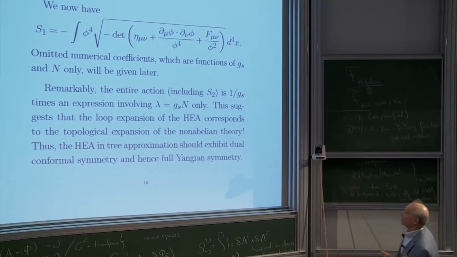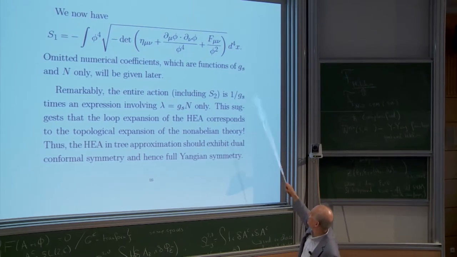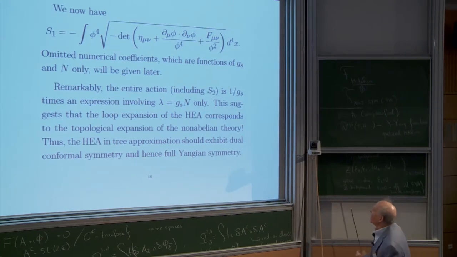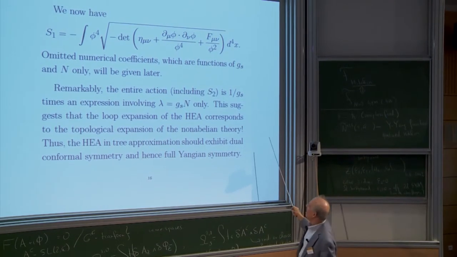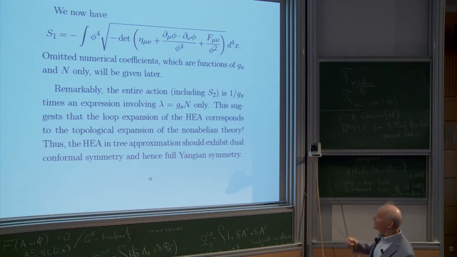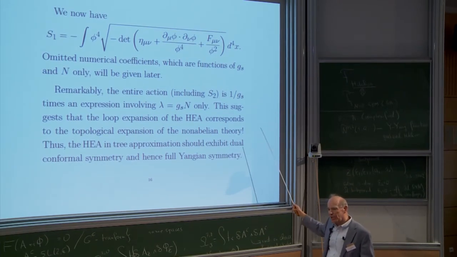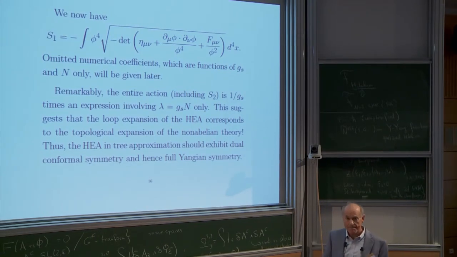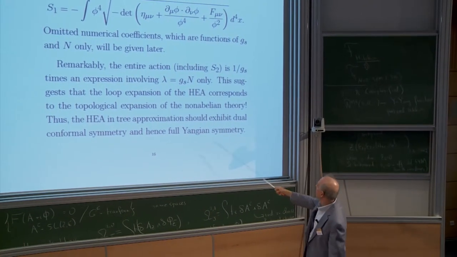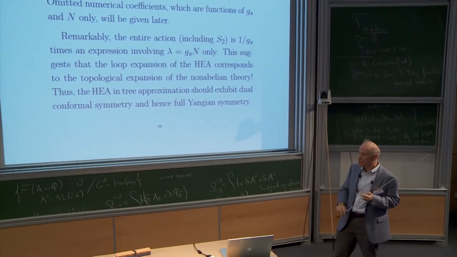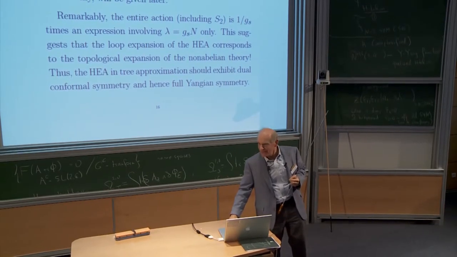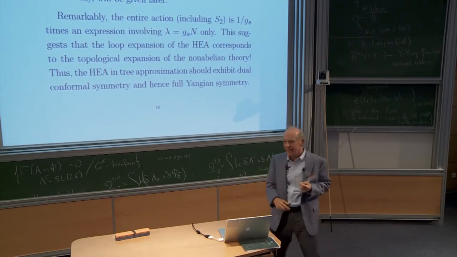This fact, I think, is interesting because it suggests that the loop expansion of this thing, which I'm going to interpret as what I'm calling an HEA, a highly effective action, corresponds to the topological expansion of the non-abelian theory. So the classical HEA action would encode the entire planar theory, if this is correct. So in tree approximation, this means it should exhibit dual conformal symmetry and Yangian symmetry and all that good stuff. That hasn't been demonstrated yet. It's in progress. Should it follow from the T-duality invariance of the DBI action?